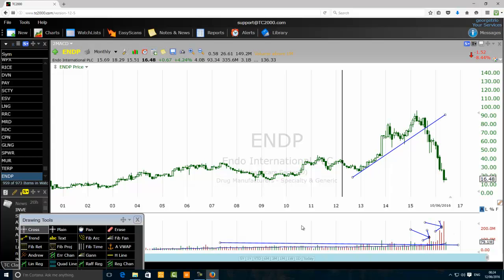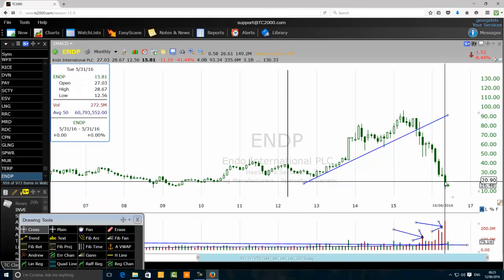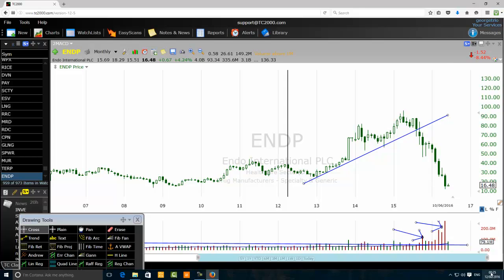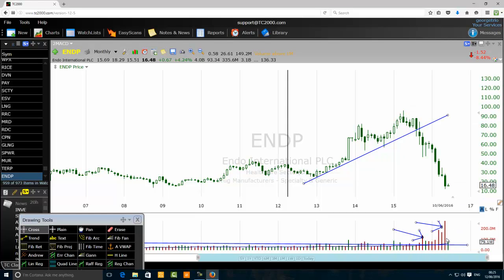So look at the second volume spike. I want to zoom into it. So here it is. We see another volume spike. This is taking place in the month of May 2016. So last month, because we are now in June, we are now in June 2016. So last month we see another volume spike.